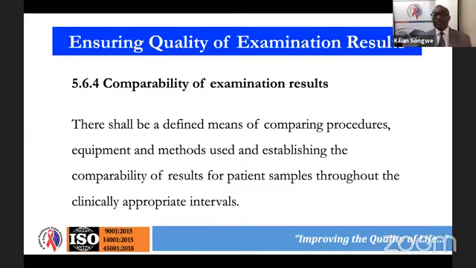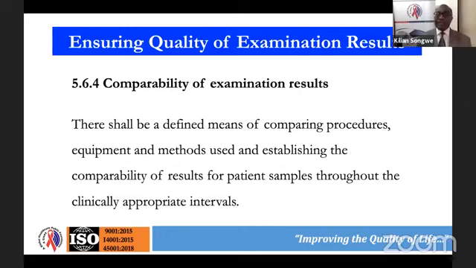Comparability of examination results is not just about the value. Because I ran a test in my laboratory and the quantitative result was 5.2, and you repeated the same sample in your laboratory and the quantitative result is 5.3, that's not what we're talking about. We need to be able to look into this.